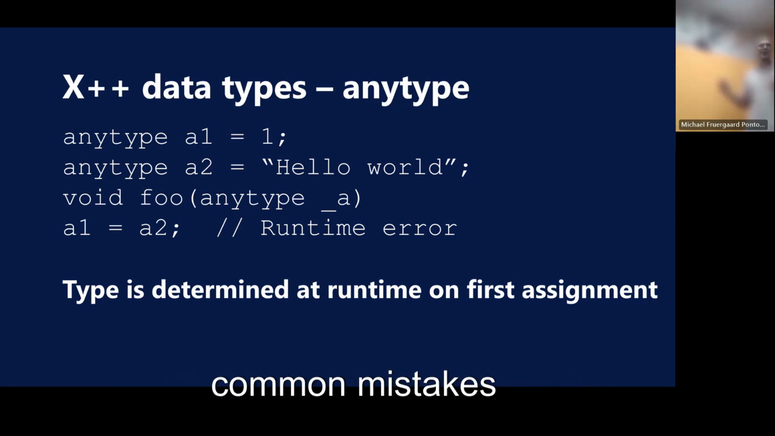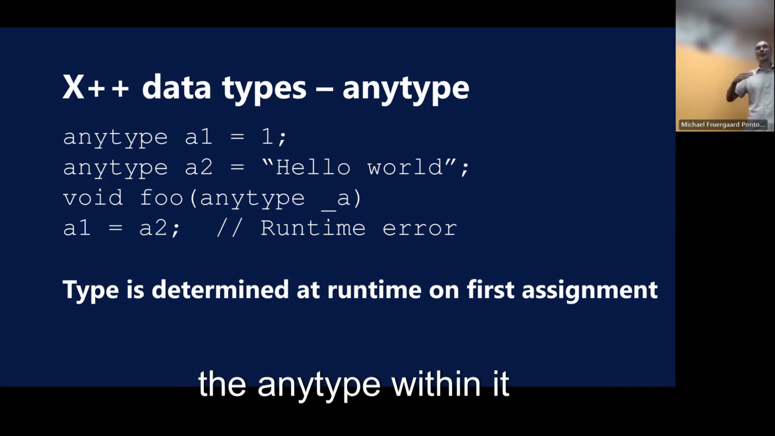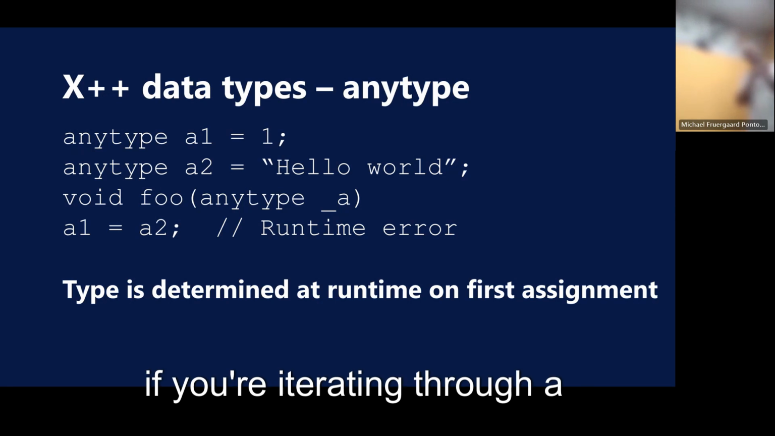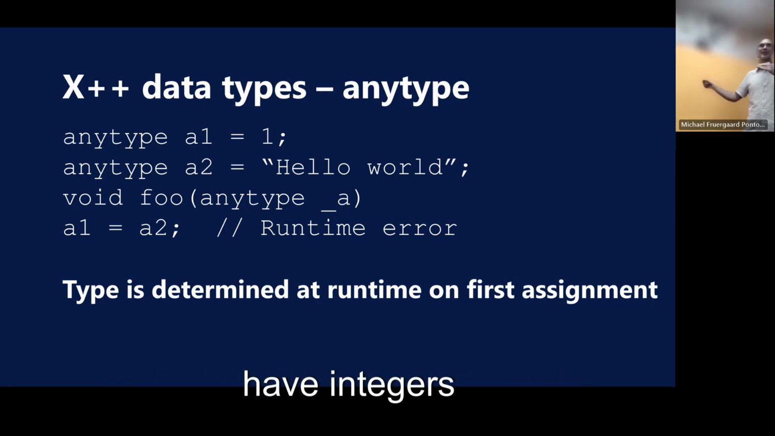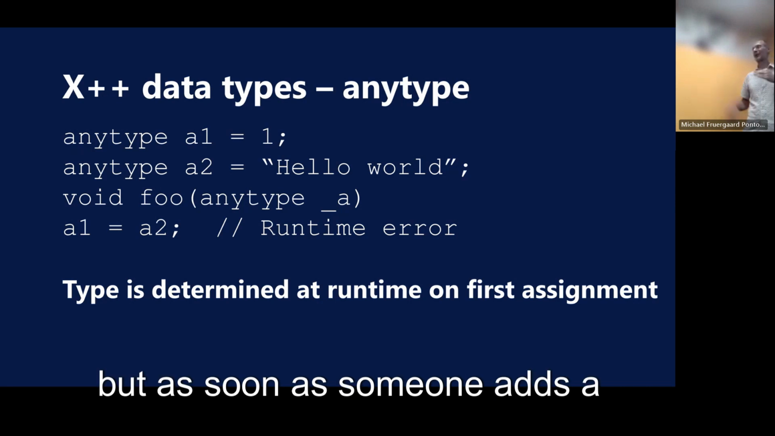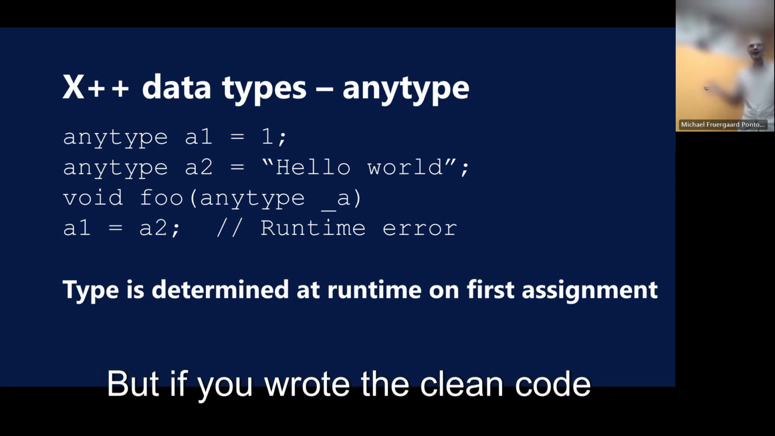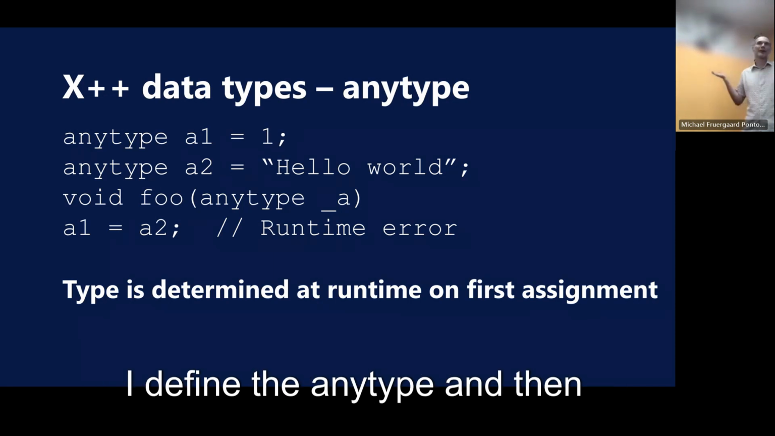The common mistake we see is there's some loop iterating, and you define the anytype within it, and then suddenly the type is changing. Right? So for example, if you're iterating through a container and you use anytype, it may work because you only have integers in your container, but as soon as someone adds a string, you'll get a runtime error in customer code. Right? But if you wrote clean code, then the contents of that iteration would be a different method where you define the anytype, and then it would work.